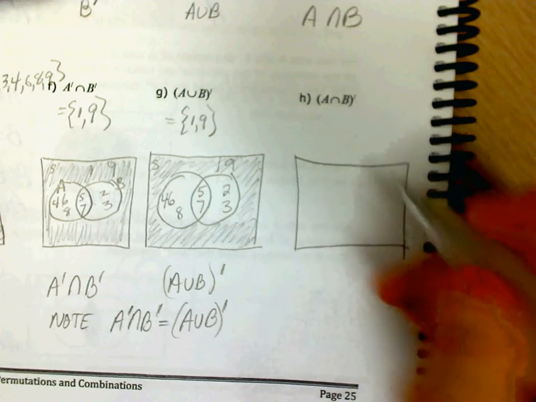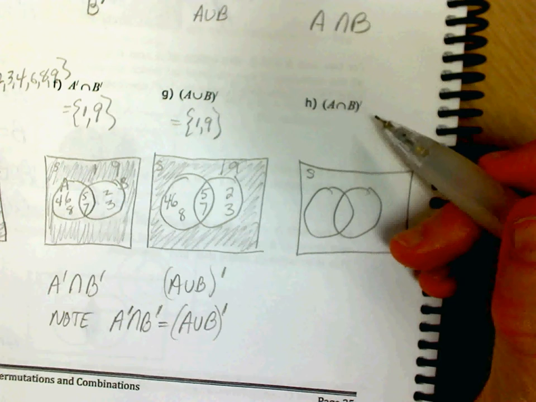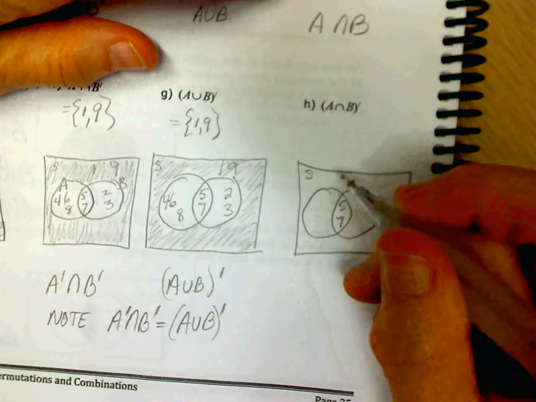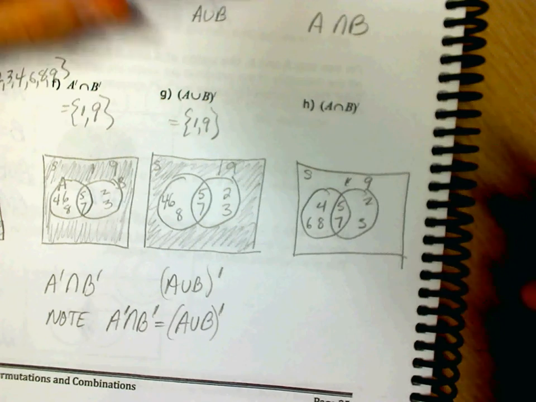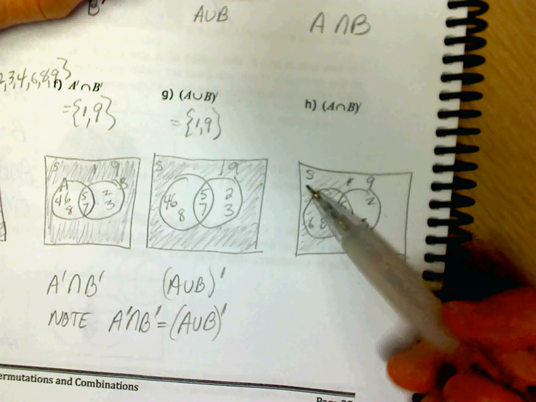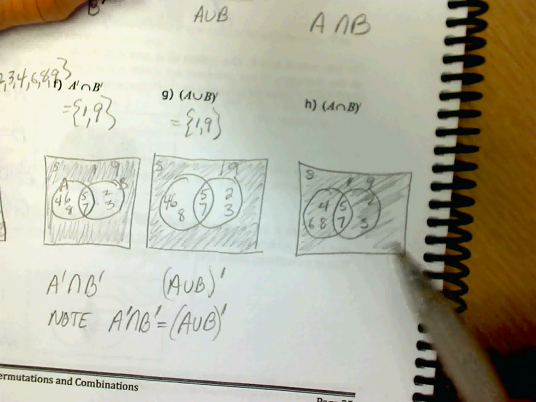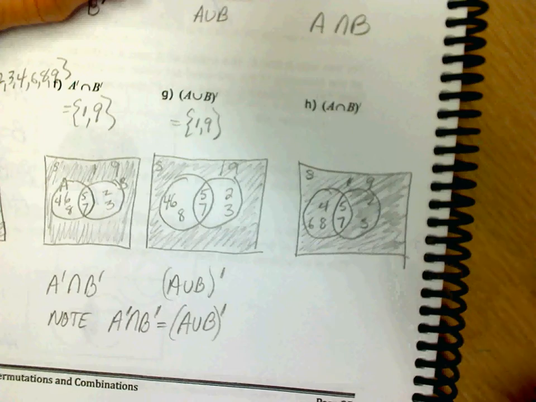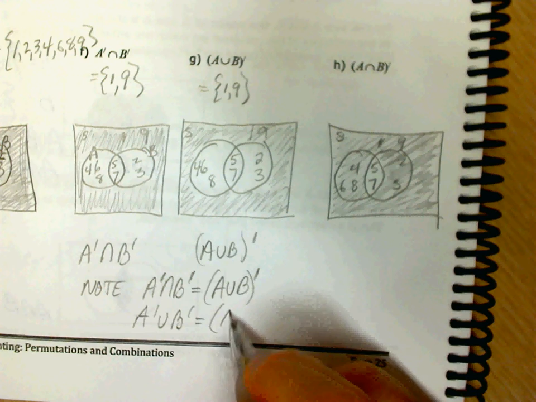A intersection B naught. So where's our A intersection B? Right there? Okay. So outside the intersection, so all of this would be shaded except for the intersection. So notice some of these are equivalent. So A naught union B naught is equal to A intersection B naught.